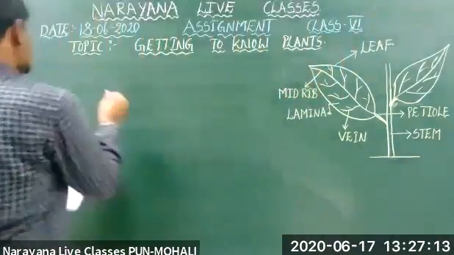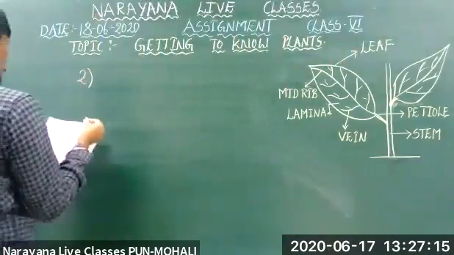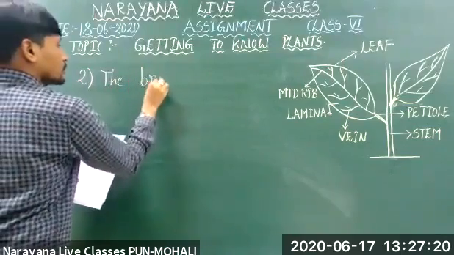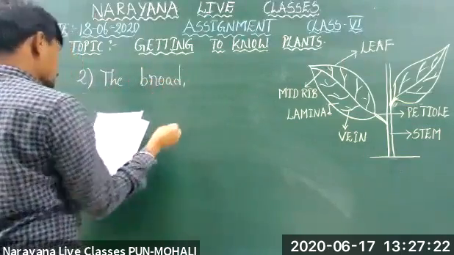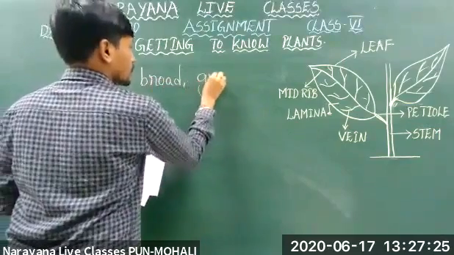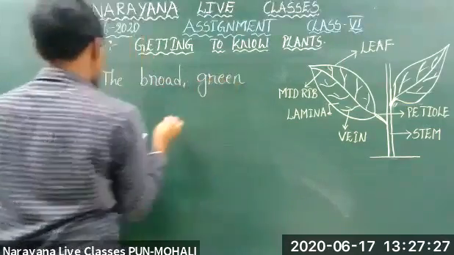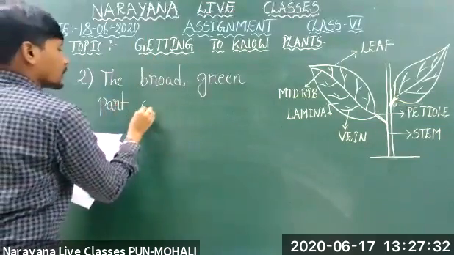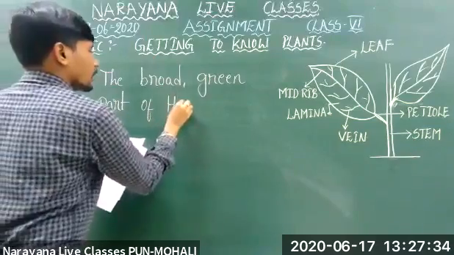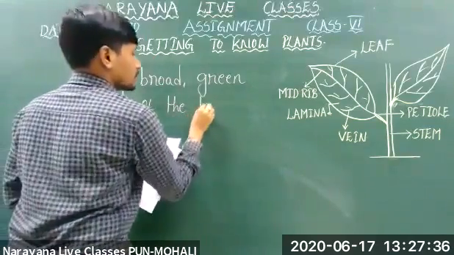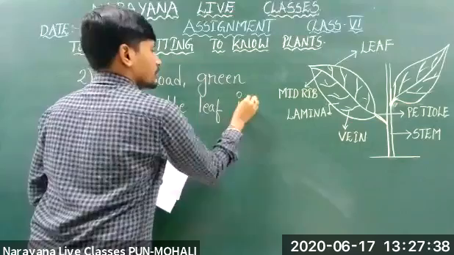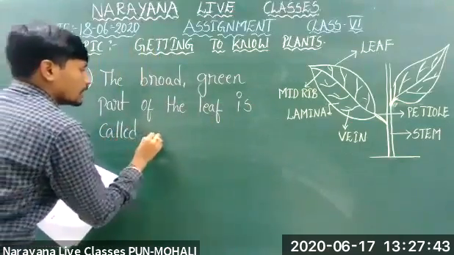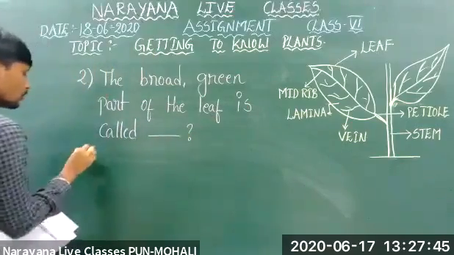Second question. The broad green part of the leaf is called dash.